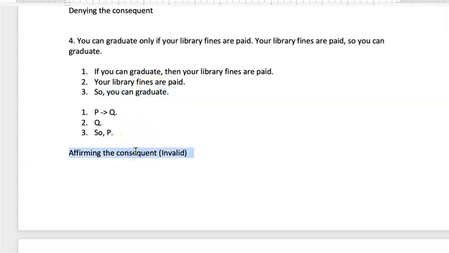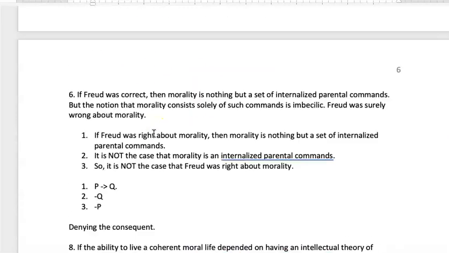You can think about this. Maybe there's another reason that you can't graduate, right? Like you have that one condition, but maybe you're just a freshman, so you also use your library fines are paid, but you still can't graduate. So this is an invalid form. It is affirming the consequent. Again, it's just named after that second premise.